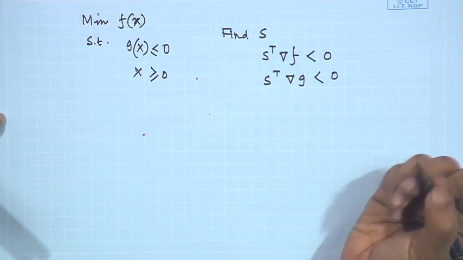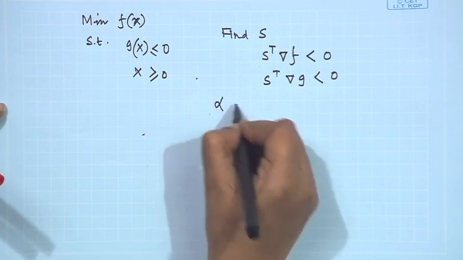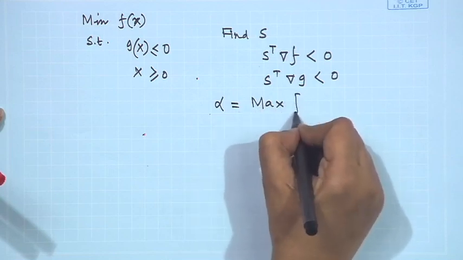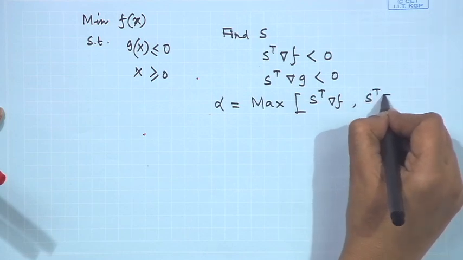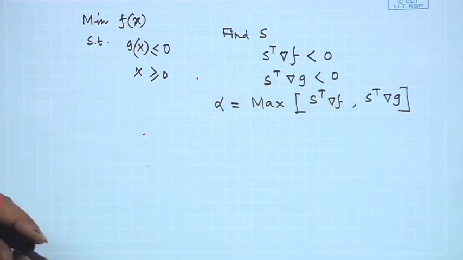Let us introduce one artificial variable alpha such that alpha is equal to the maximum of S^T grad f and S^T grad g. Then this problem can be written this way. You see, find S, minimization of alpha subject to S^T grad f less than or equal to alpha, S^T grad g less than or equal to alpha.